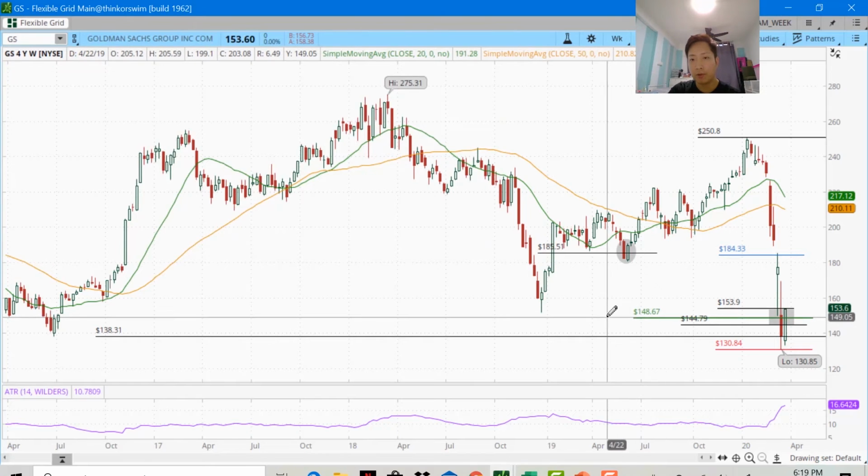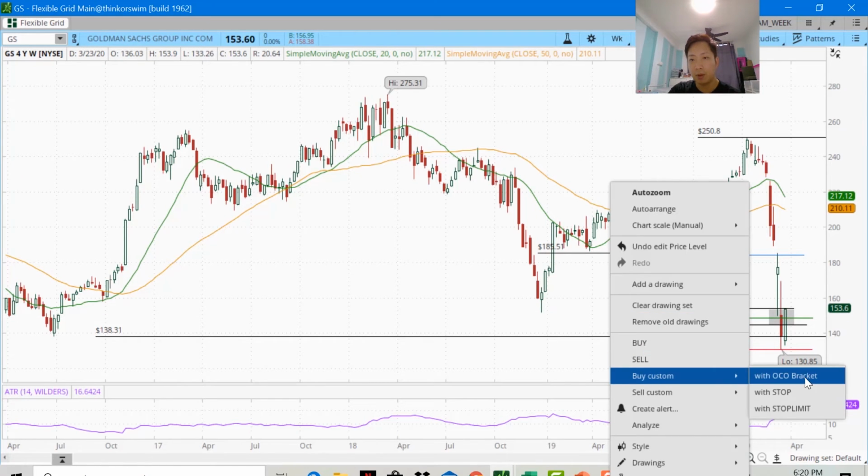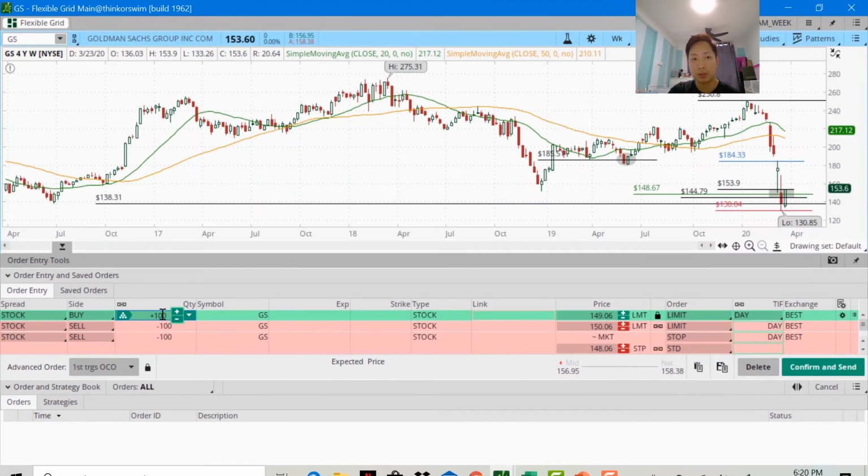You can mouse over, right click, buy custom OCO bracket, 16 shares. Okay, sorry, just let me key 16 shares. You can key in the orders here. Take note that I covered this OCO entry in the earlier videos. You can rewatch them again. So now I'm just going to redo the execution for you to see. So you have many forms of examples to learn.